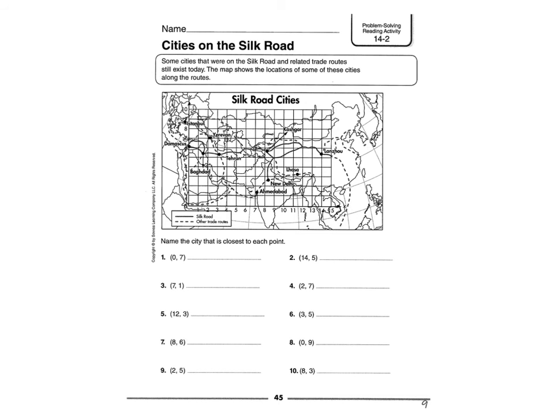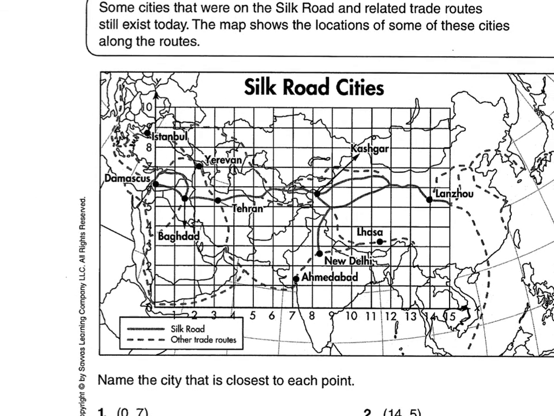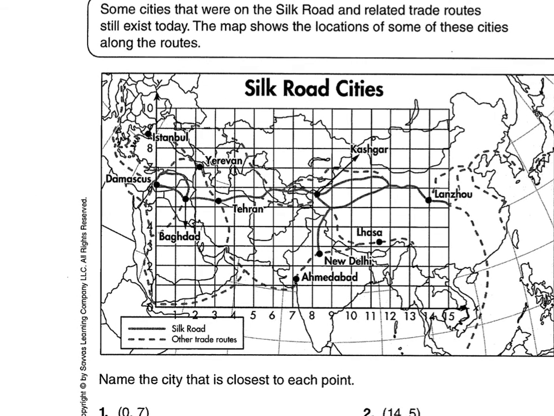And last but not least is the Silk Road. And the Silk Road is kind of cool because they have the coordinates here. And right here is the coordinate 0, 7. You have to look closely, but here's 0, all the way up to 15, and then you have 0, and the y-coordinate goes up to 10. Okay, so you're just going to plot it. So this particular one says 0, 7, and right around here is 0, 7. So Damascus is your answer there, okay? So you would write that on the line.